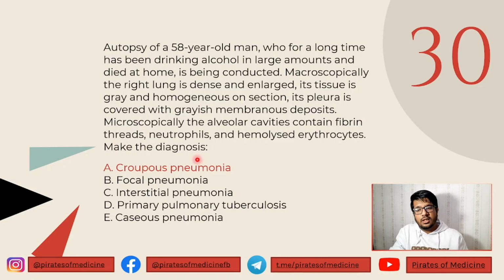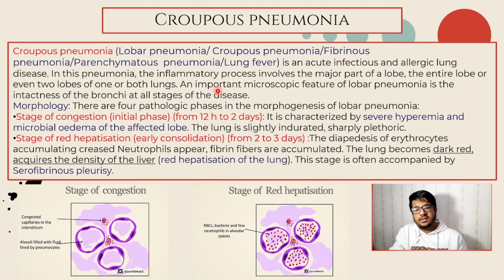Make the diagnosis. So actually, all these pathomorphological symptoms are in accordance with a disease called croupous pneumonia. Now, croupous pneumonia can also be called lobar pneumonia, fibrinous pneumonia, parenchymatous pneumonia, or lung fever. It is an acute infectious or allergic lung disease. Now, the morphology of croupous pneumonia can be divided into certain stages, with the first stage being the stage of congestion.